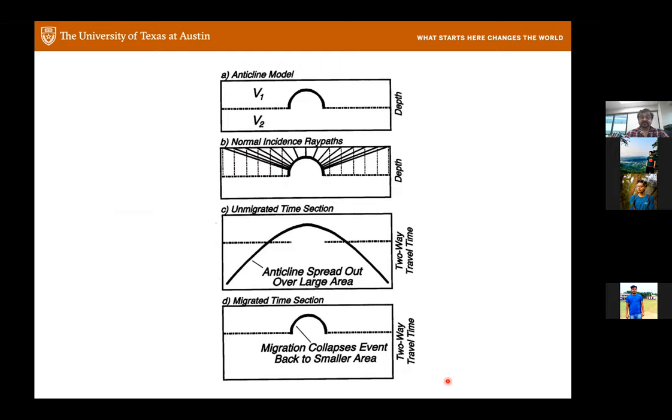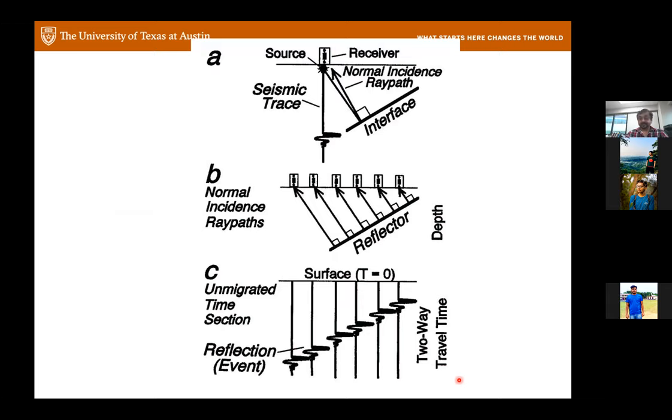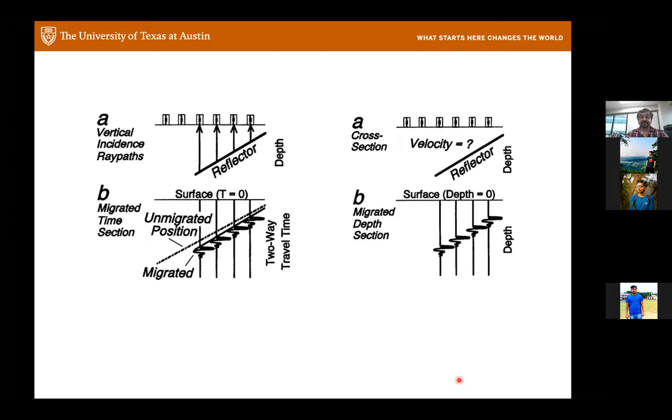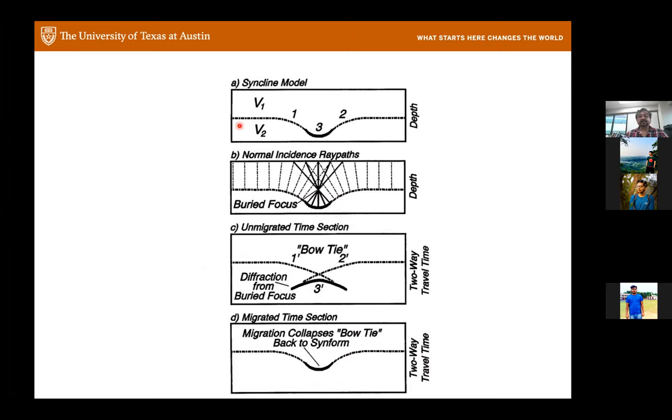So one interesting thing that happens is when you have a syncline model. This is a reflector. Now when you look at the flat part, these normal incident rays go up and down, and you can actually get a beautiful image of the subsurface without doing anything. But as soon as you hit this part of the model, you have multiple arrivals. Now the normal incident rays are like this, and then also you have rays going up and down. If you look at the travel time, this looks like a bow tie. So even though the structure is a syncline, it actually appears like an anticline.